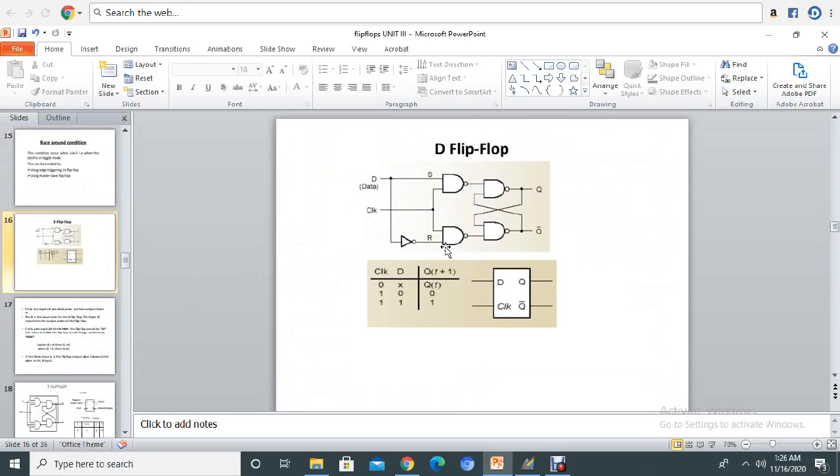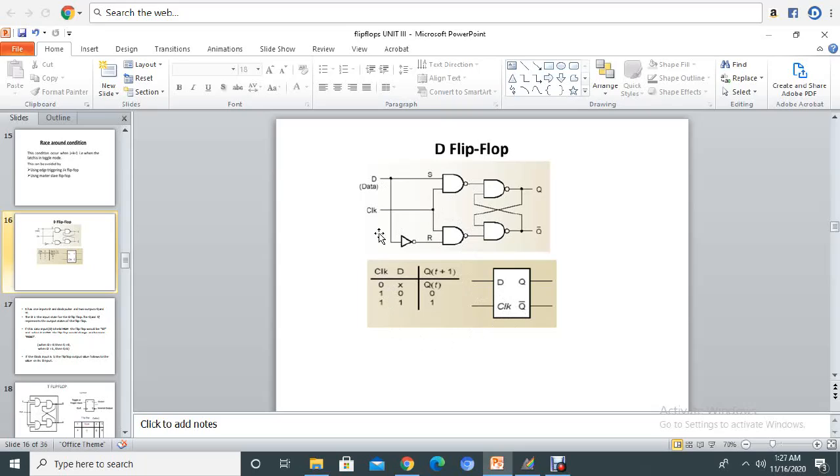Next we will see about D flip-flop. This is the same as the SR flip-flop. Here by making S is equal to R bar, you will get D flip-flop. The circuit becomes D flip-flop. This is the circuit for D flip-flop. This is the symbol, this is the truth table.